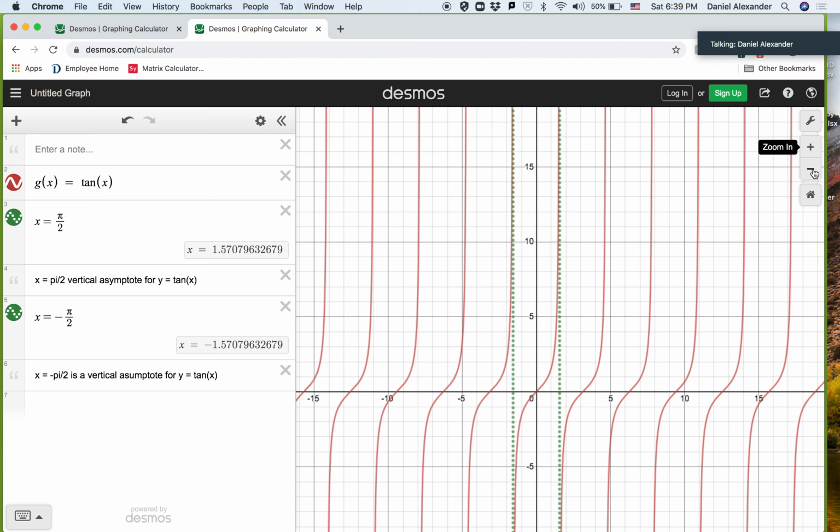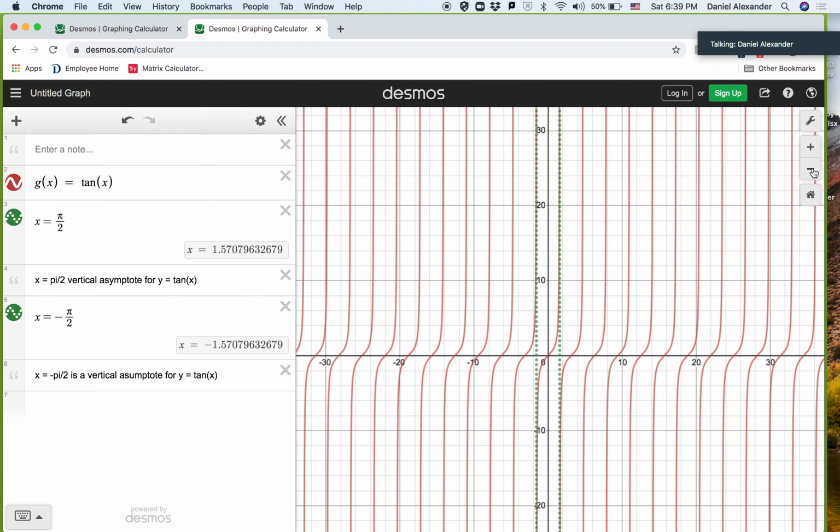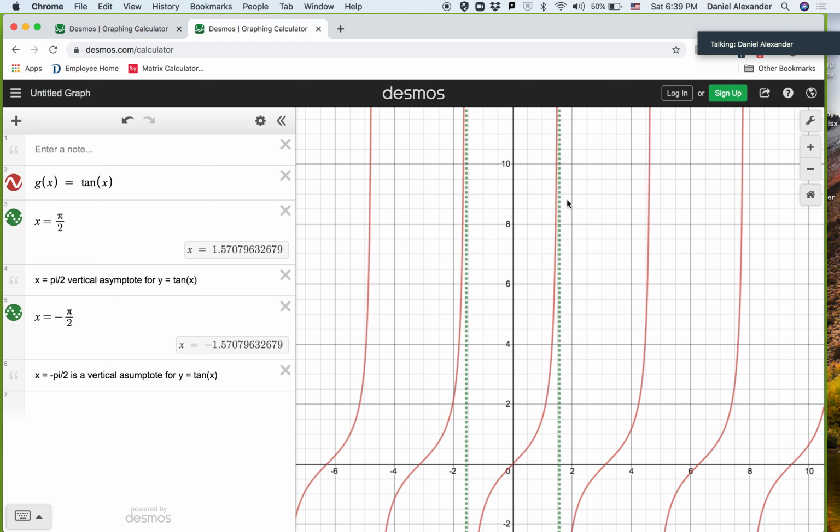And again, if we zoom out, you can kind of see how the graphs run concurrently. That's just because the graph loses accuracy. But you can see it here. You can see it start to approach. Okay. So basically, notice that graphs are undefined at vertical asymptotes. So that means that the tangent, and I'll summarize all this, is undefined at x equals plus and minus pi over 2.